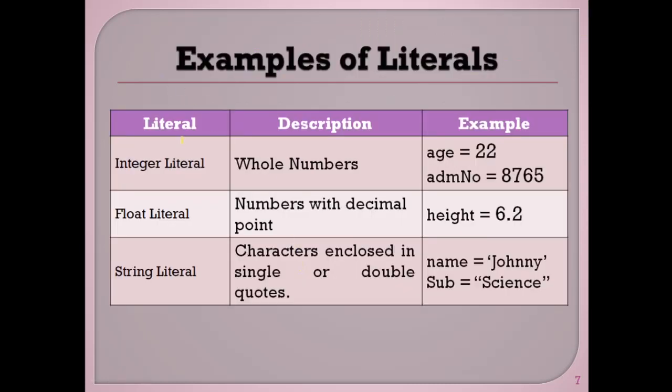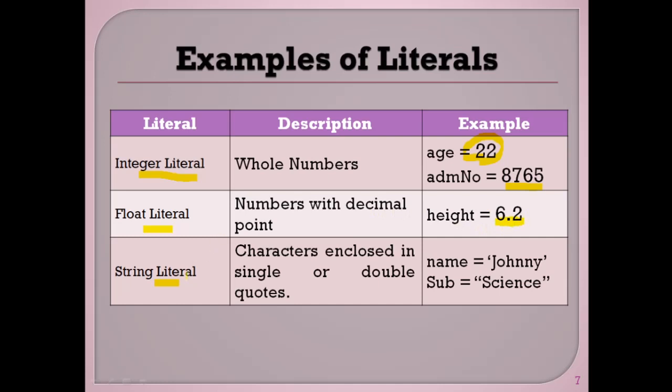Some examples of literals are integer literal, float literal, and string literal. Integer literal means whole number. For example, age equal 22. 22 is an integer literal. Admission number equal 8765. Then float literal means numbers having a decimal point, for example height is equal to 6.2.